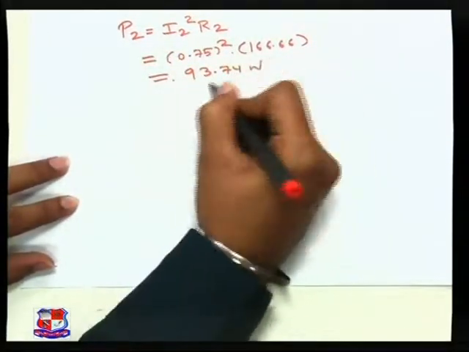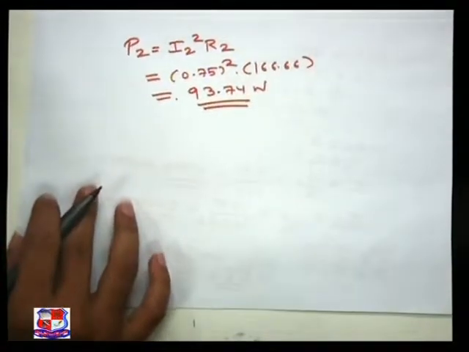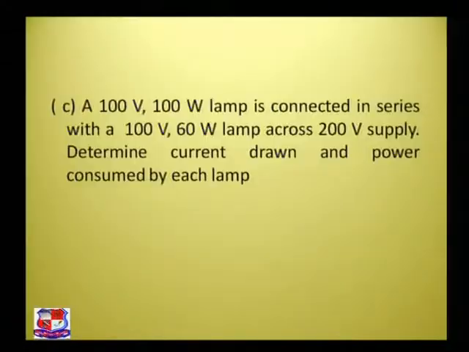So what was mentioned in the question, we went through the question, we have written the data, and then the current drawn that was asked in the question, as well as the power consumed by each lamp. So I think now this question is clear, right? How to solve, how to proceed. We have found the current drawn, I1 and I2, as well as the power consumed by each lamp. So in this way you have to proceed. We'll proceed to the next question.